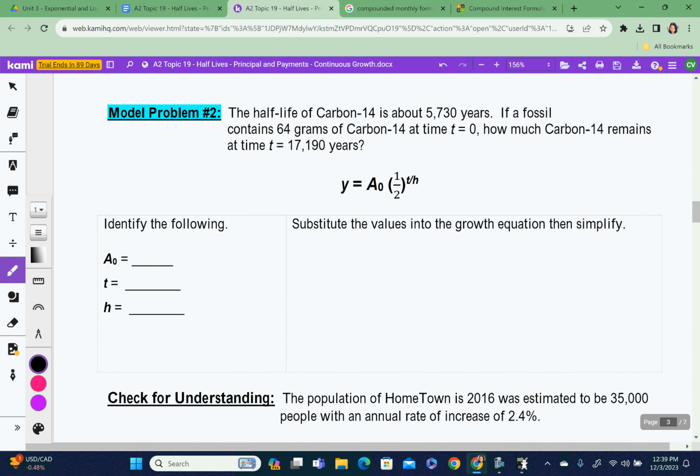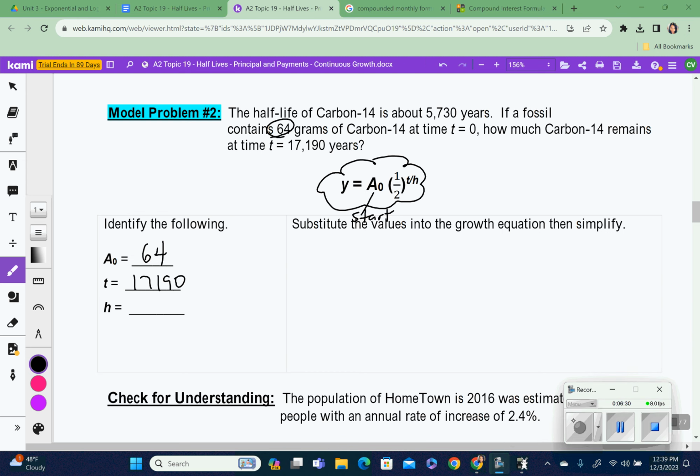All right, so now we're going to do a half-life problem. So remember the formula, and she wrote it again right here. Our A zero is the start. Just going to write this down. It contains 64 grams, which is going to be my start here. And then it says, how much carbon 14 remains at time 17,190 years. And then our H, how often it halves, is 5,730 years. So I'm just going to write that down.